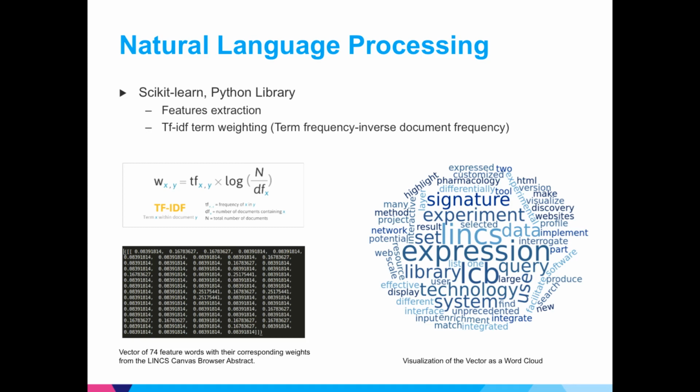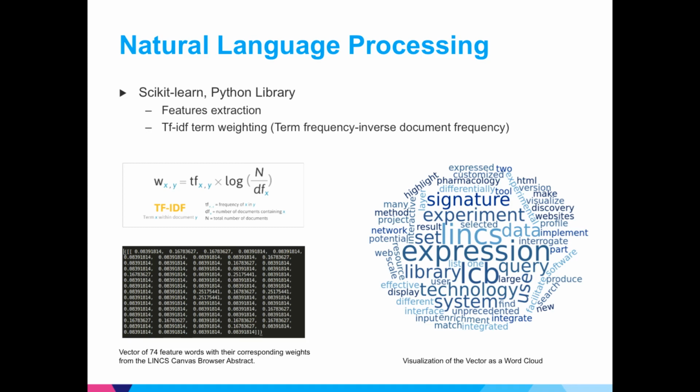TF-IDF is a product of two metrics, term frequency and inverse document frequency. Its value increases proportionally to the number of times a specific word appears in a given article, but it is offset by the frequency of the word in the corpus. This helps to adjust weights for words that are used frequently throughout a given corpus.